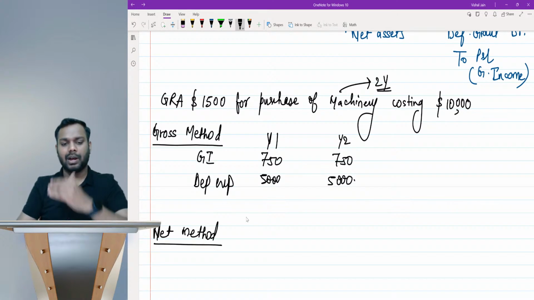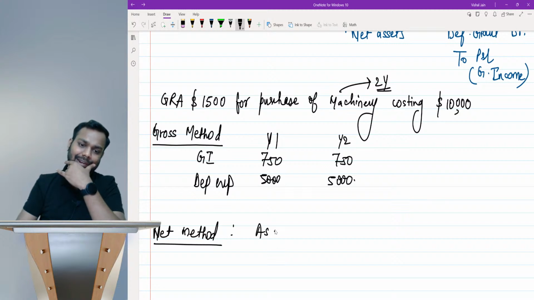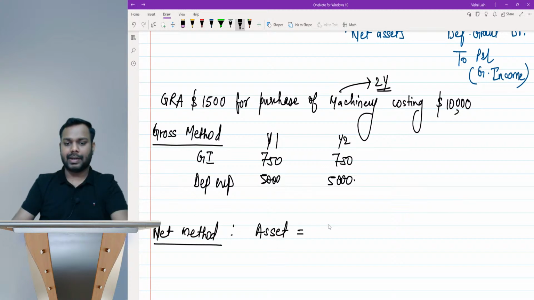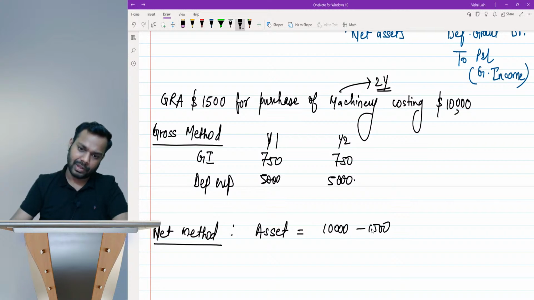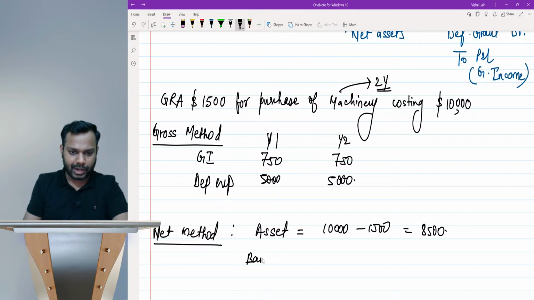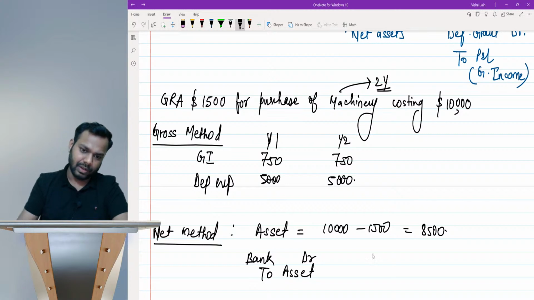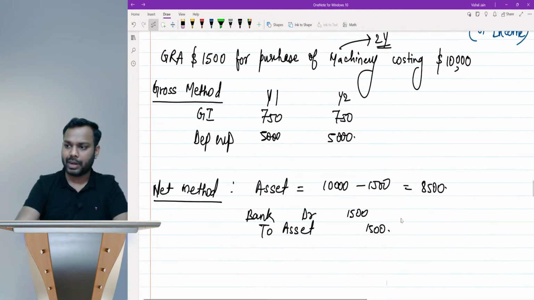I will say that the value of my asset is 10,000 minus 1500, which is equal to 8,500. The journal entry being bank account debit to asset account 1500, right? Now, so what?